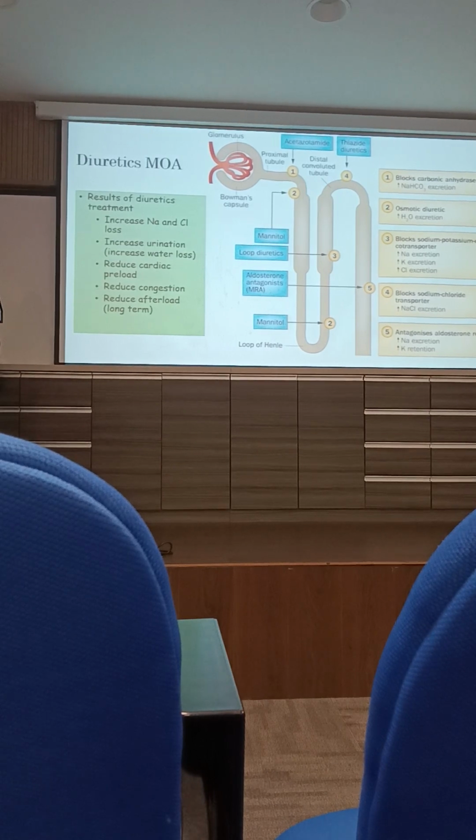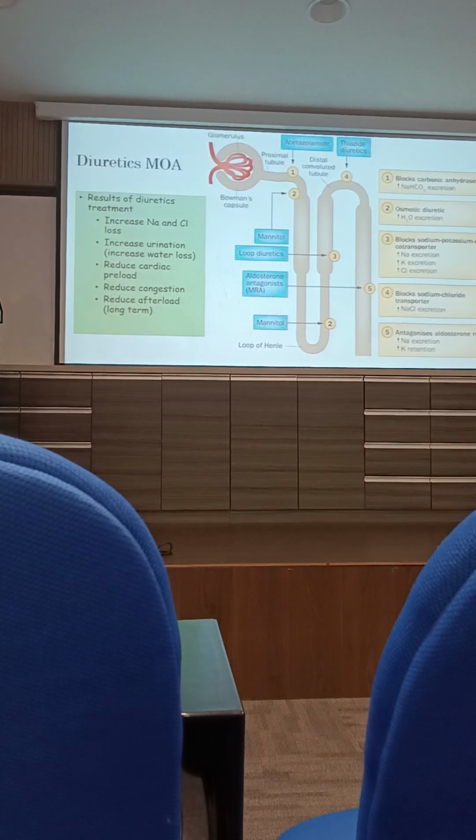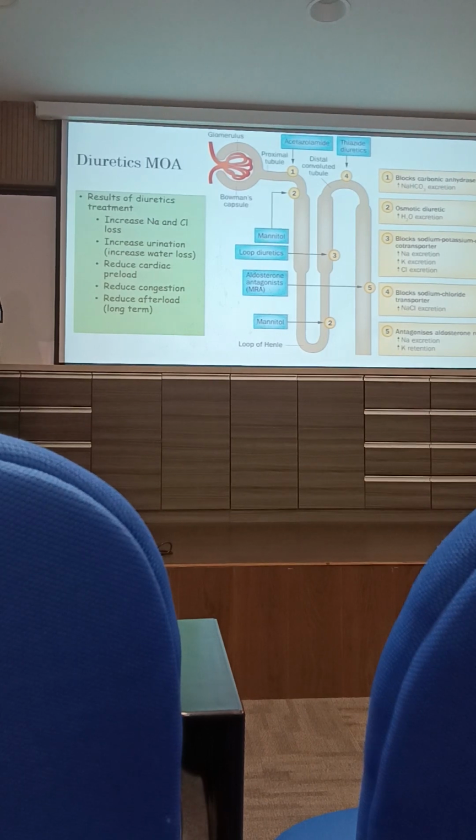So what are the results of diuretic treatment? As you know, diuretics are meant to remove water. So there will be an increase in sodium and chloride loss, and an increase in urination. When there is increased water loss, it reduces the cardiac preload and the congestion, and in the long term it will reduce the afterload. So diuretics are also used in the treatment of hypertension, because they can reduce the afterload. This is long term. But the acute effect that we want is to increase diuresis and natriuresis, so it reduces the cardiac preload and the cardiac congestion.